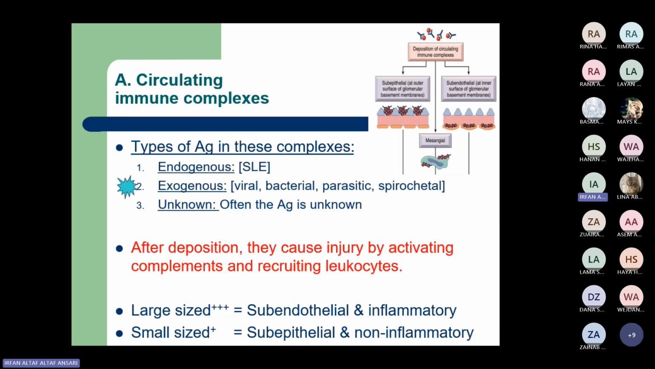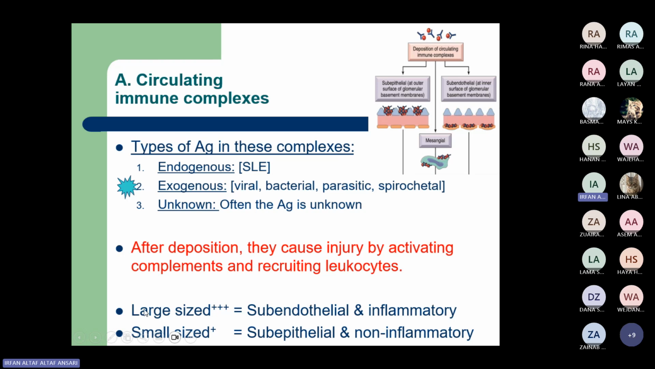So circulating immune complexes can be endogenous and can be exogenous. Endogenous is mainly systemic lupus erythematosus. Exogenous is because of viral, bacterial, or parasitic infection. Sometimes you don't know that. After deposition, they cause injury by activating the complement, and they also recruit a lot of leukocytes. These leukocytes will further secrete cytokines, and that will aggravate the injury.